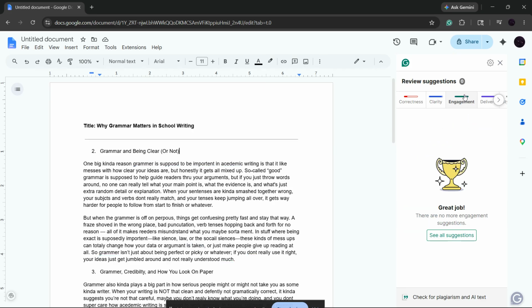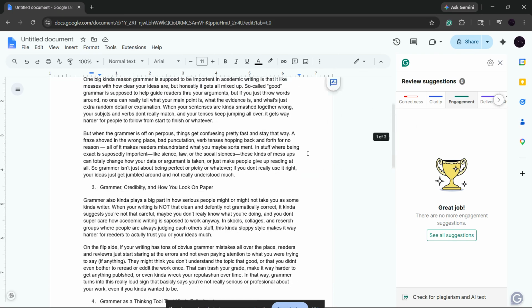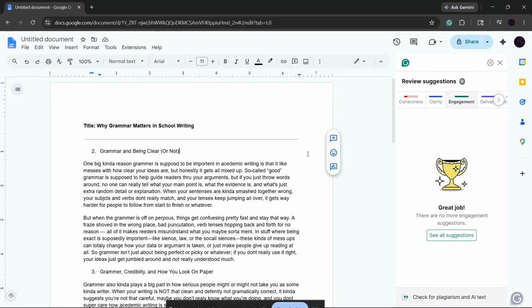Green stands for engagement. These suggestions are about making your writing more interesting and varied. Grammarly may recommend stronger verbs, better word choices, or alternative vocabulary to help keep your reader engaged. This is especially useful if you want your writing to sound less repetitive and more dynamic.